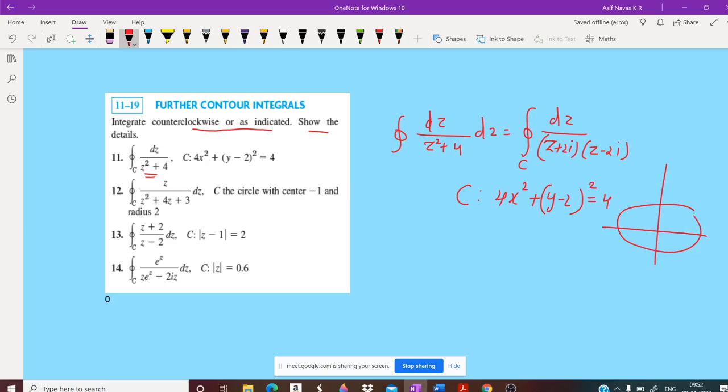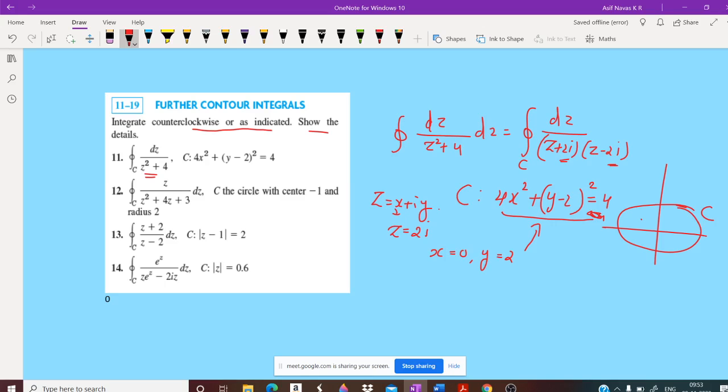So the ellipse is like this, and we have to check whether 2i and minus 2i are inside the ellipse or not. So how to check that? If z equal to 2i, in z equal to x plus iy form, x equal to 0 and y equal to 2. Now we have to insert this here and check whether this is less than 4. If it is less than 4, then inside the contour, and if it is greater than 4, outside the contour.